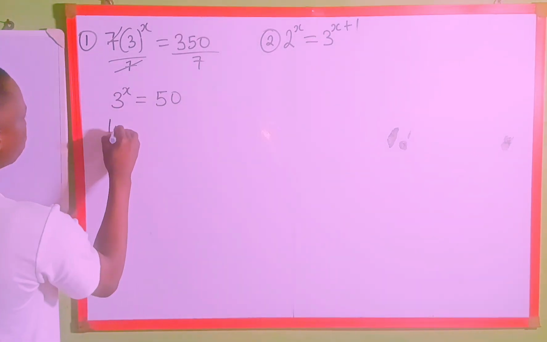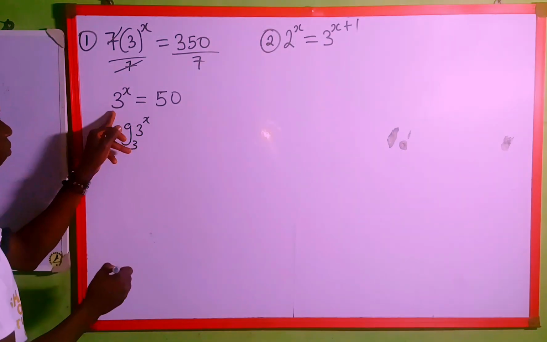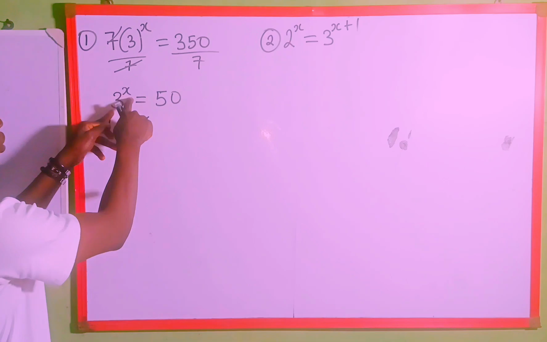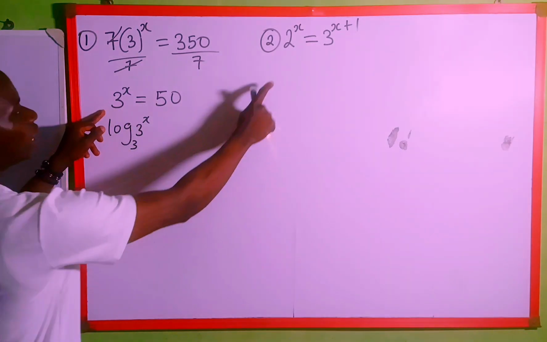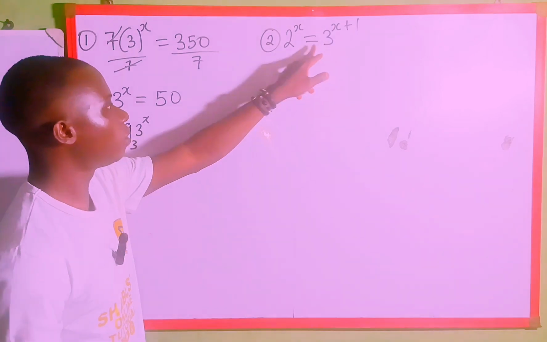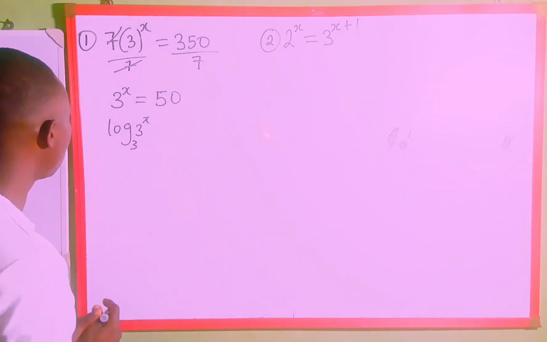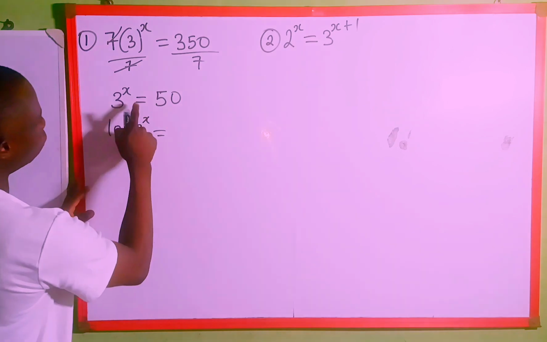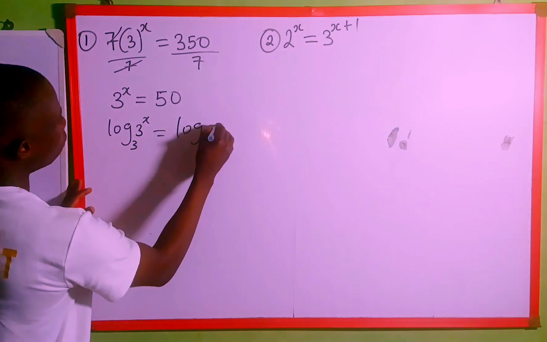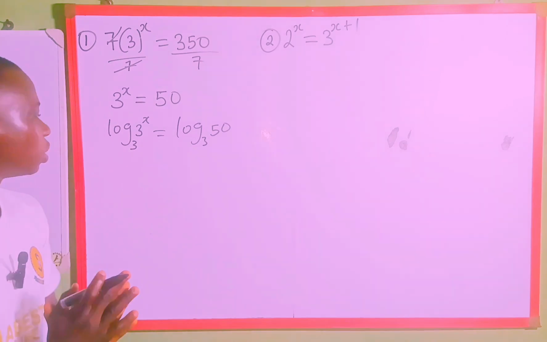So we take the logarithm of 3 to the power of x to the base of 3 because x is raised to 3 here. But in the case that we have x on both sides, we need to be fair, so you need to watch this video to the end when we reach example 2. So this is going to be equal to, then we take the log of 50 to the base of 3. So we just take the log of both sides to base 3.